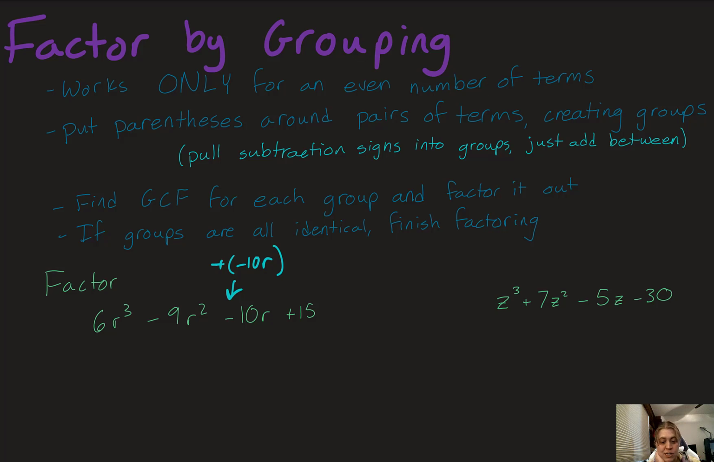And then you're going to find the GCF for each group and factor that out. And if the groups are all identical, the stuff that you have left inside the parentheses after pulling the GCF out, then you can go ahead and finish factoring by treating that as a new GCF. So let's start working through one.